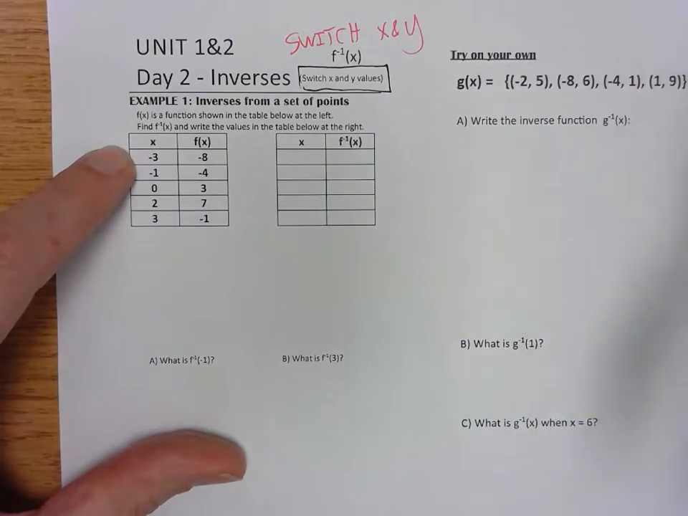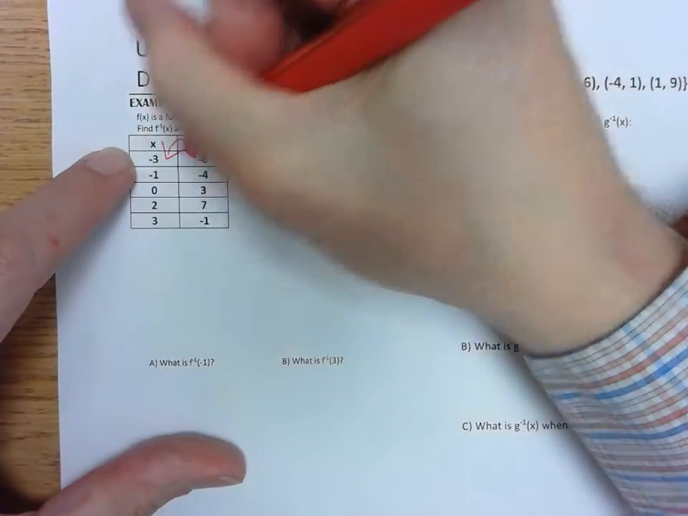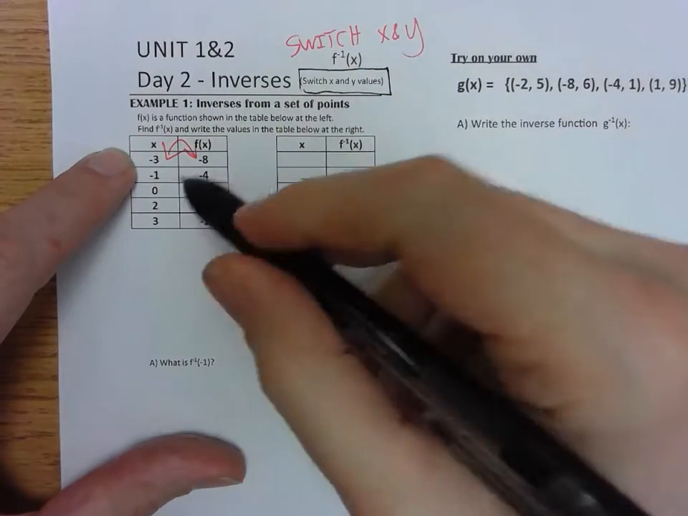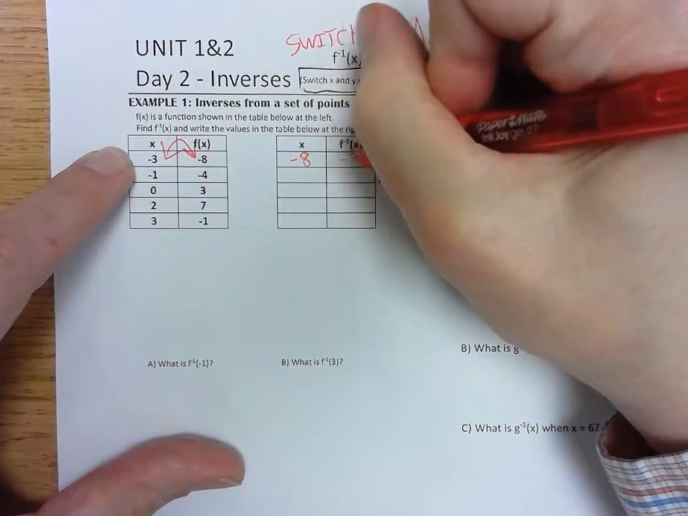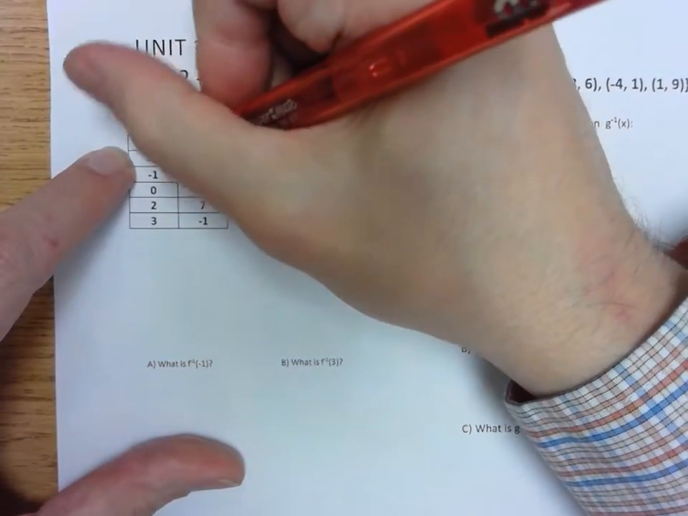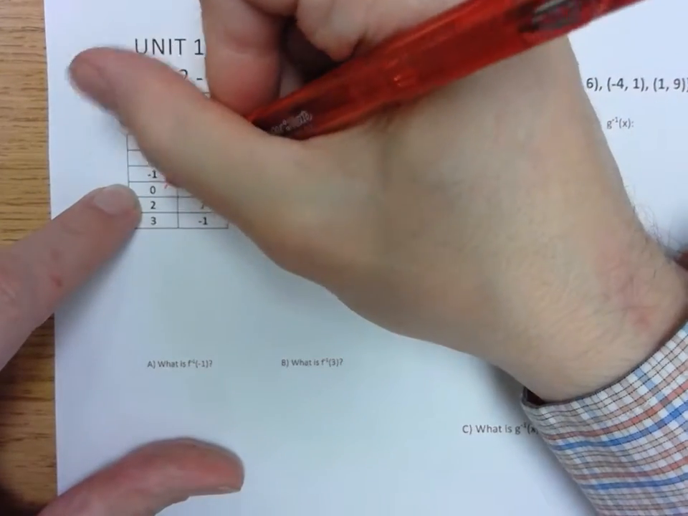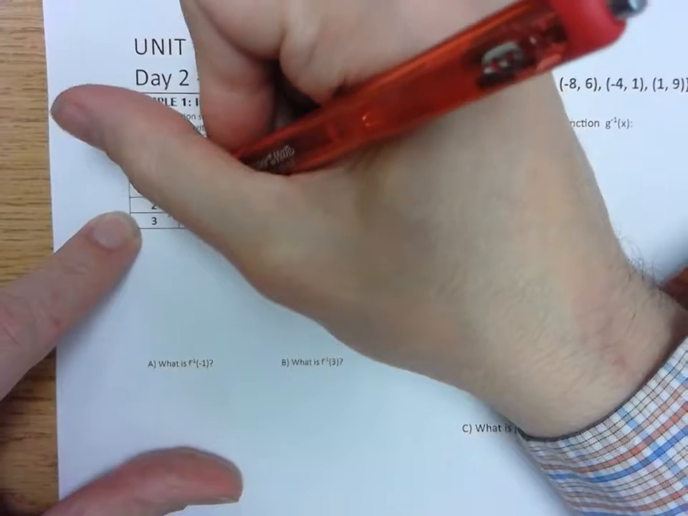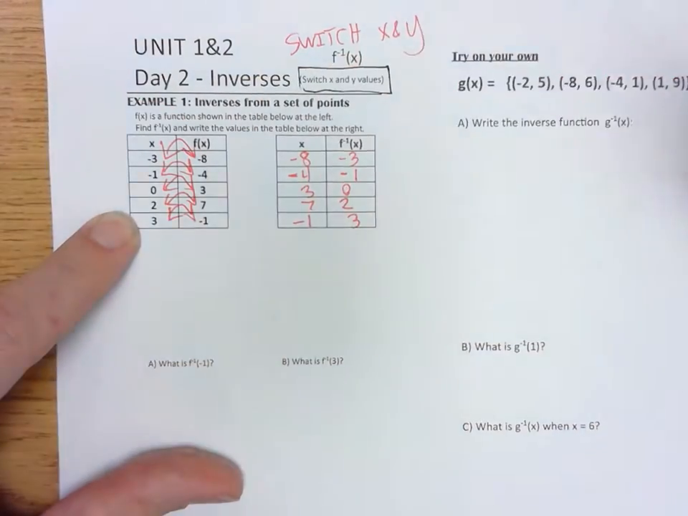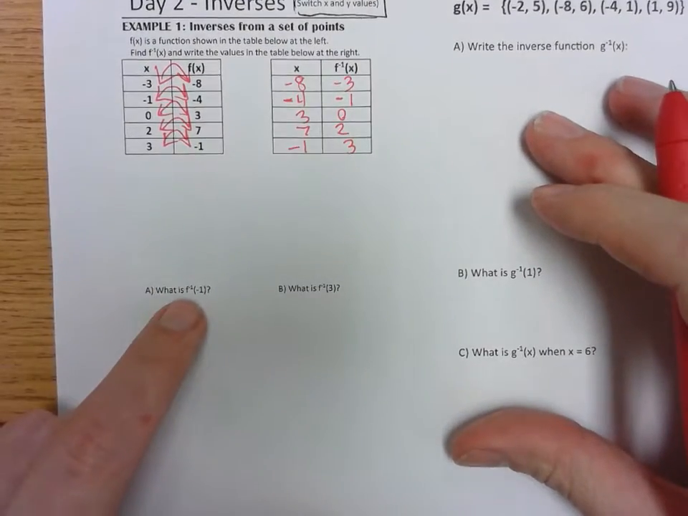So the inverse operation, for -3, -8, we're not changing any signs. We're simply going to switch places. So that's going to be -8 first, followed by -3. And the same thing here, -4, -1, 3, 0, 7, 2, -1, 3.